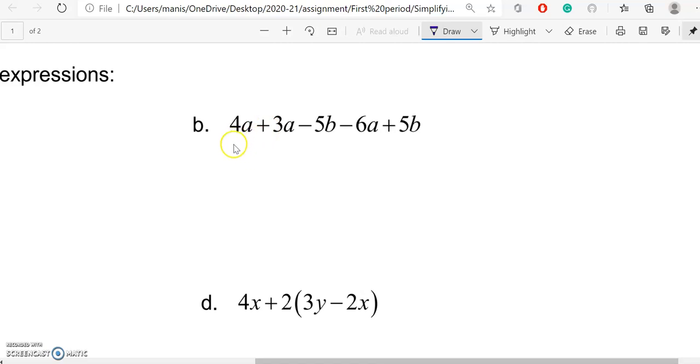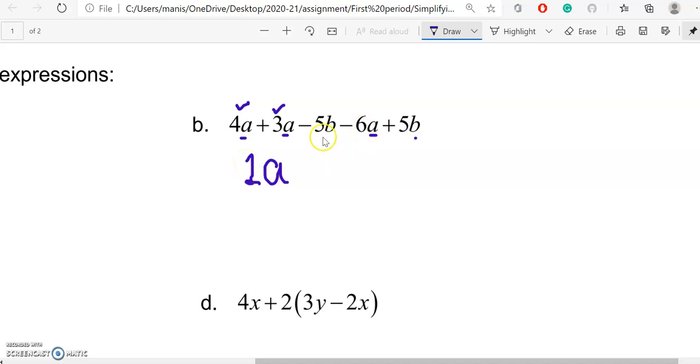Alright, so this question says 4a plus 3a minus 5b minus 6a plus 5b. Our strategy is still the same. Let's look for the like terms, a and a. So I will bring this a down over here. Now this is my 4, positive 4. What is 4 plus 3? It will give me 7. And it says 7 minus 6. 7 minus 6 is what? 1. So I'll write 1 over here.